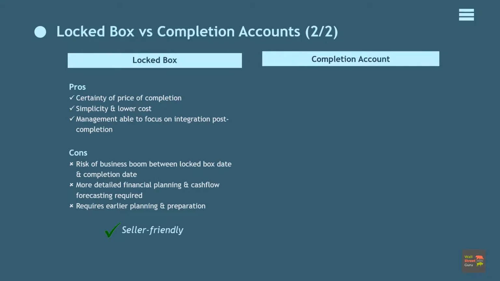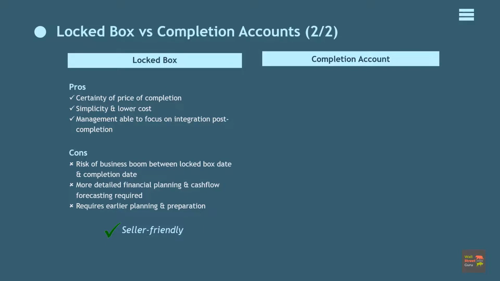For locked box, the advantages of the method are certainty of price at completion, simplicity, and lower cost, as there are no completion accounts to prepare, and management is able to focus on integration post-completion. The downsides to the method include the risk of a business boom between the lockbox date and completion date, which sellers would not benefit from. Additionally, more detailed financial planning and cash flow forecasting are required so that the locked-in price is as accurate as possible. And the method requires earlier planning and preparation to determine the locked-in price.